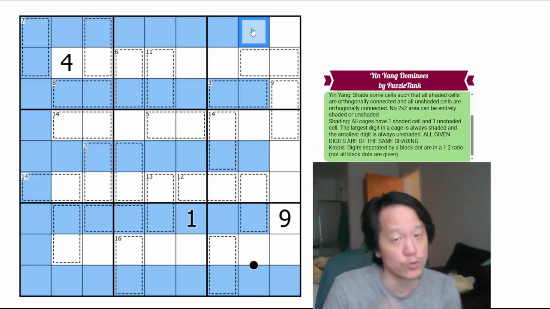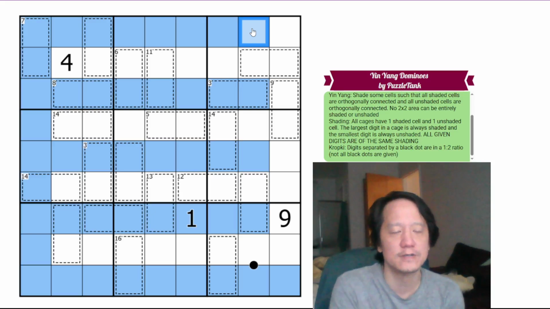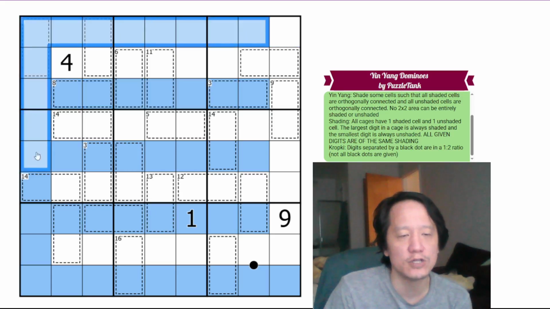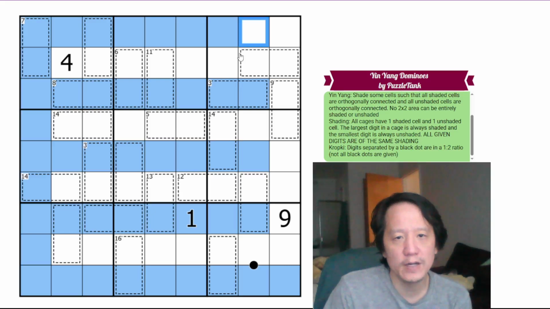So what it means for all the shaded cells to be orthogonally connected is you can go from any shaded cell to any other shaded cell just by going through edges, and you can stay within the shaded region doing that. This is not a valid yin-yang shade, and you can do that for the unshaded regions.